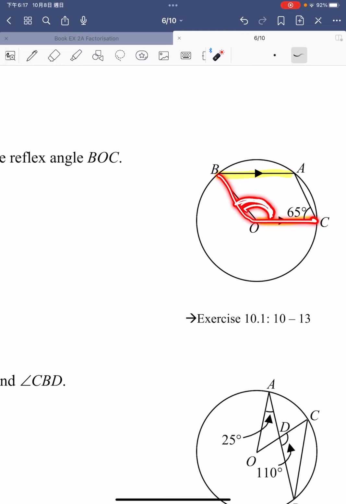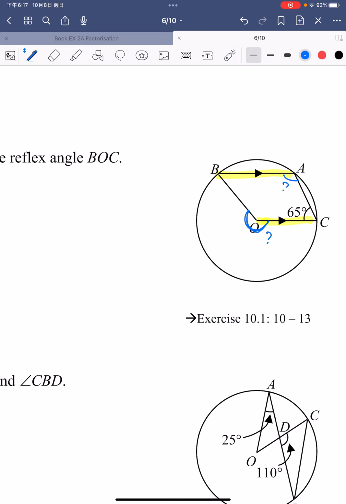No, because this angle is not greater than 180, so it is not a reflex angle. So it's actually representing this angle. This is our reflex angle. So this is the angle that we want. So if you want to find out the angle of this, you need the angle of BAC, because the angle of BOC, which is at the center, is double the angle at BAC, which is at the circumference. So if you want to find out BOC, what you need is this BAC.